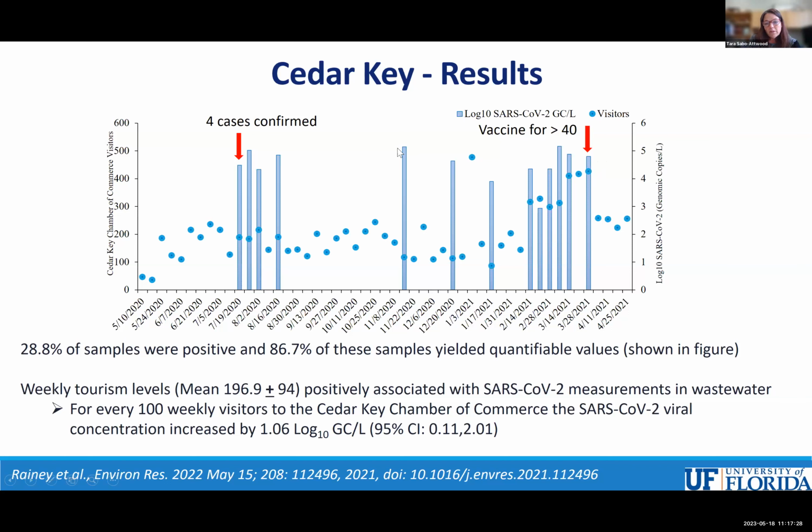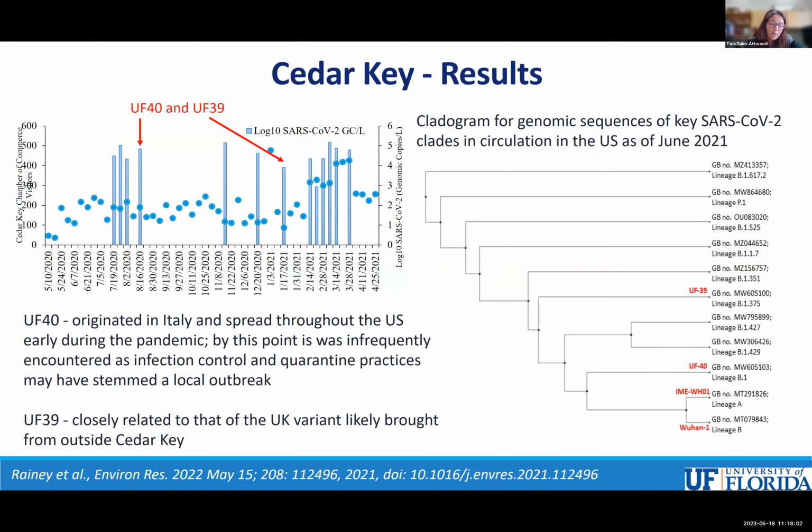When you do a lot of statistical analyses on all these data, what we can conclude is that weekly tourism levels were positively associated with SARS-CoV-2 measurements in wastewater, and we were able to determine that for every 100 weekly visitors to the Cedar Key Chamber of Commerce, we had a concentration increase of about 1 log 10 of genomic copies in wastewater. So we saw some really nice correlations there, and it really solidified to us the fact that we could actually do this in a small rural community.